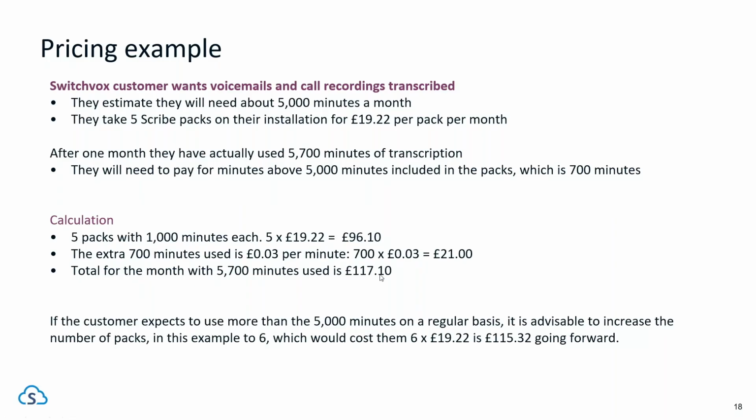This is the key thing. If the customer expects this is a one-off, we could do with 5,000. We just had some very, very long conversations, or whatever reason, they can stick to the 5,000 minutes and 5 packs. If they go over it a little bit, they pay as they go. But if they say, no, this is actually now going to be on a regular basis, we miscalculated in the beginning, it's advisable to go to 6 packs, for instance, in this example. So that would give them 6 times £19.22 at end user price. So that's £115.32. So overall, they're cheaper.